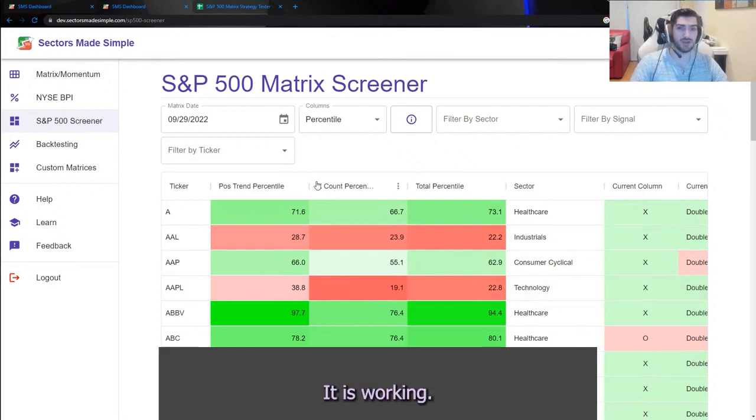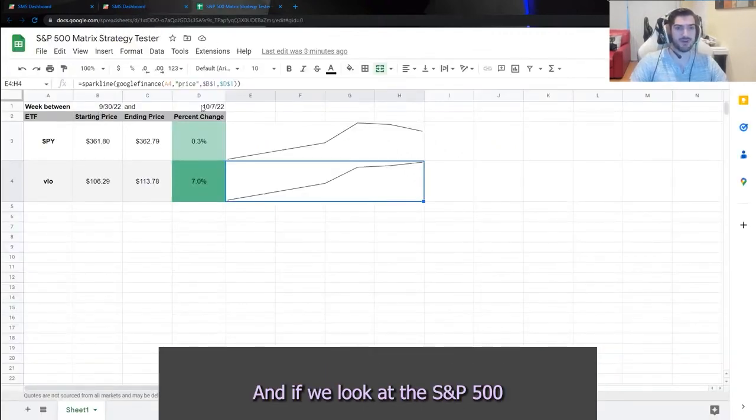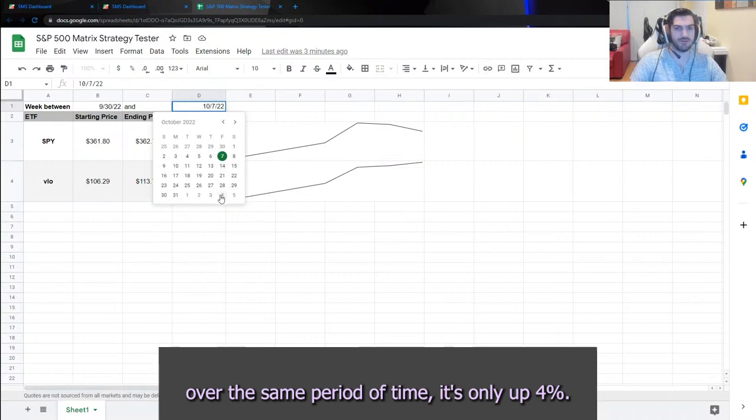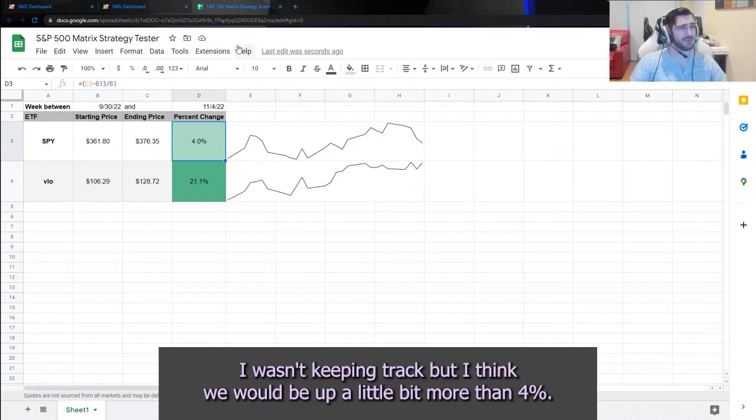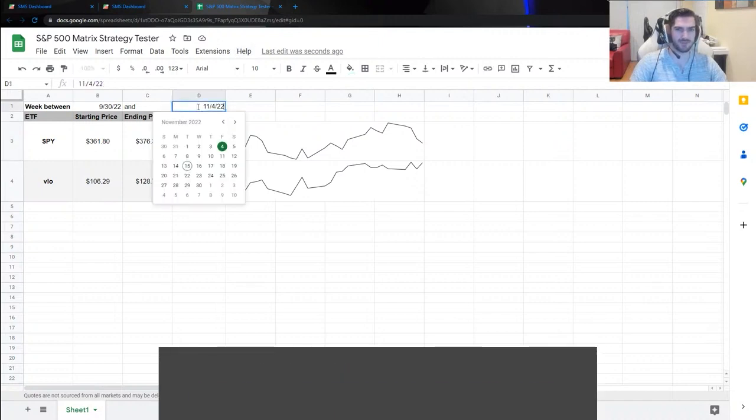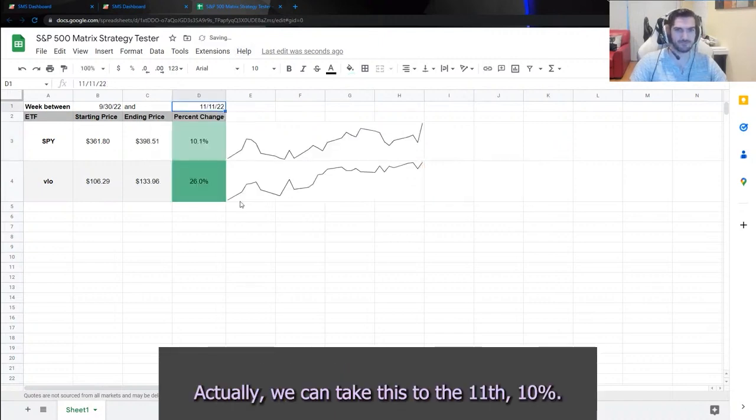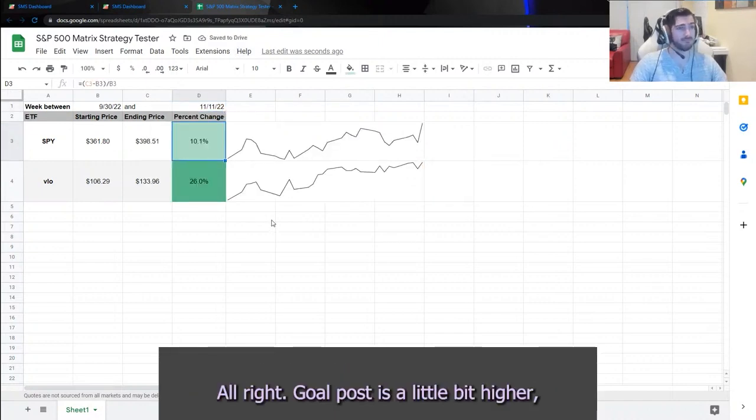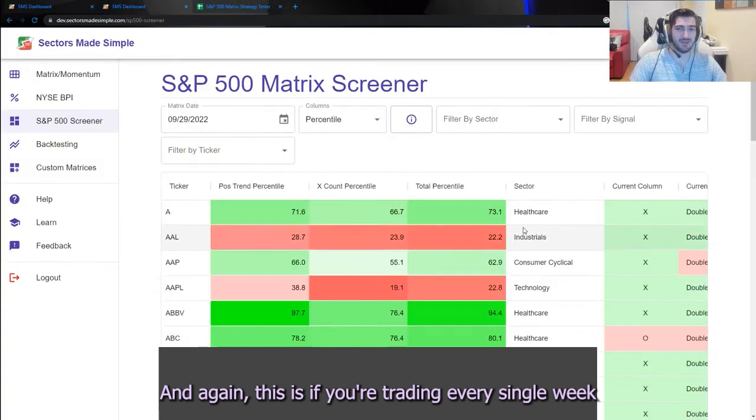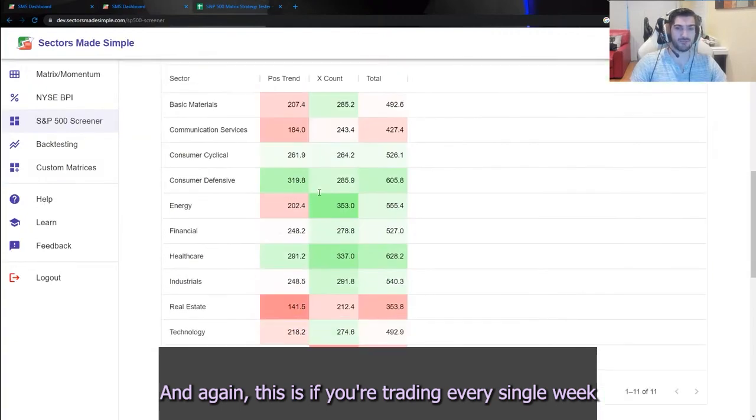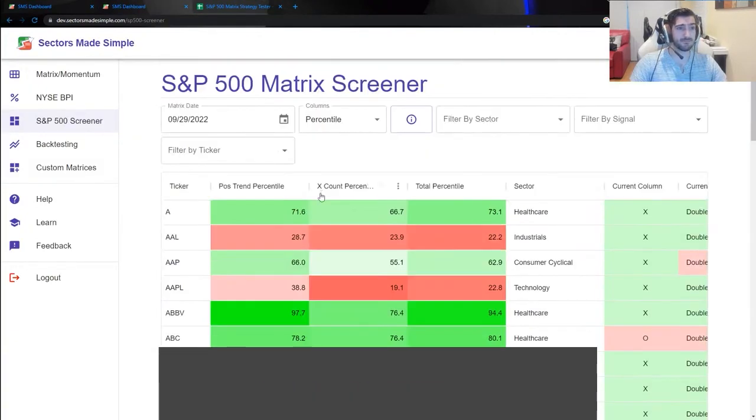It is working, and if we look at the S&P 500 over the same period of time, it's only up 4%. I wasn't keeping track, but I think we would be up a little bit more than 4%. Actually, we can take this to the 11th. 10%. All right. Goalpost is a little bit higher. But it's not impossible. And again, this is if you're trading every single week using this strategy.